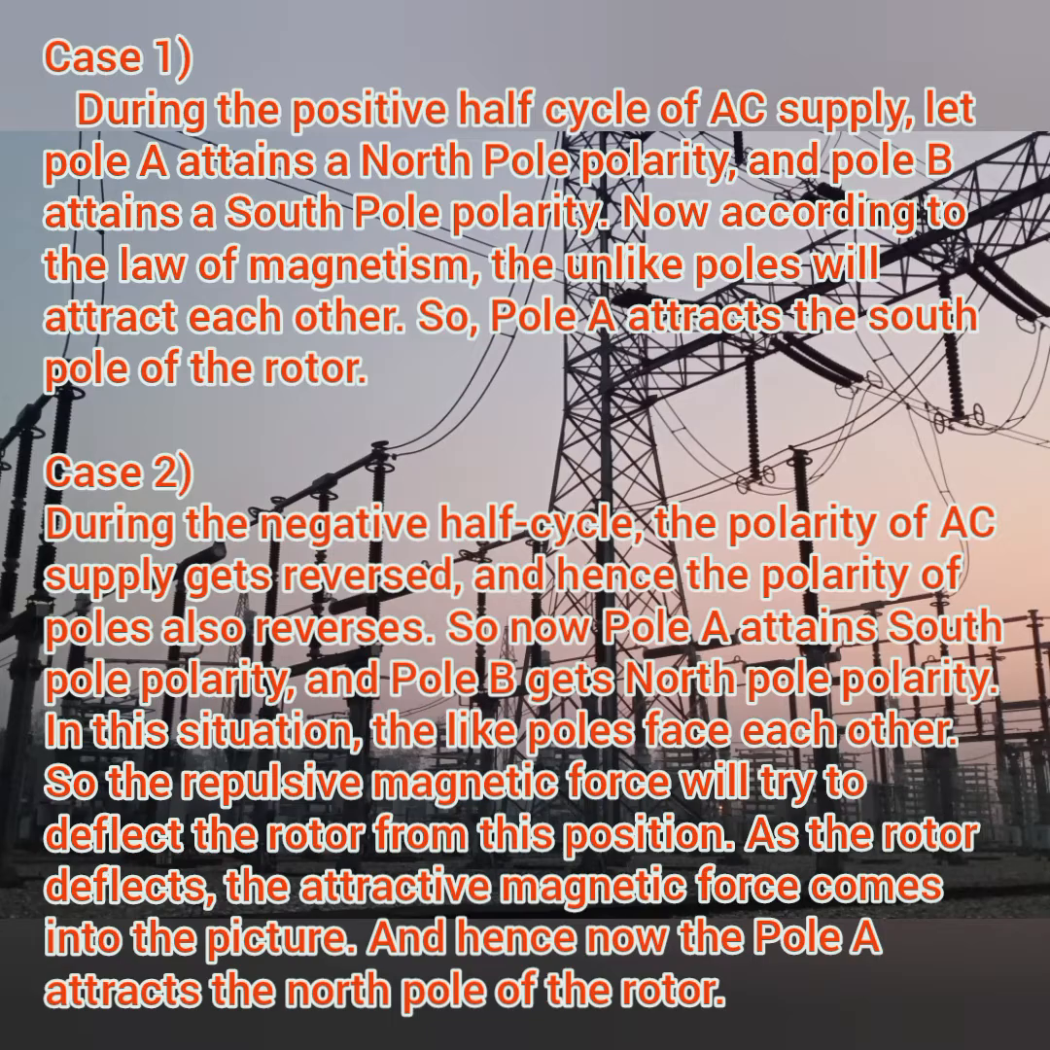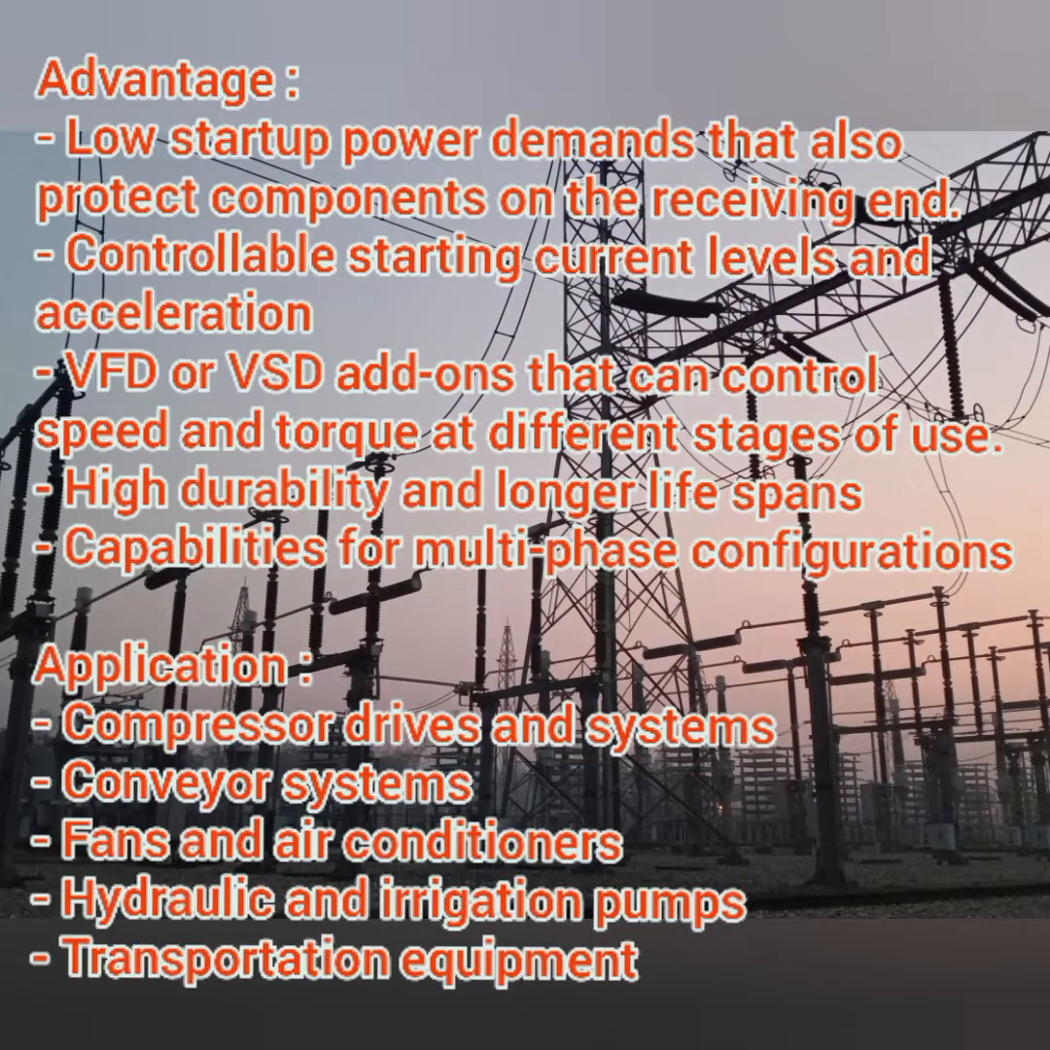In the second, negative half of the cycle, the polarity of the AC supply gets reversed, and hence the polarity of the poles also gets reversed. So now pole A attains south pole polarity and pole B attains north pole polarity. In this situation, like poles face each other, so repulsion starts, and it tries to deflect the rotor from its position. As the rotor gets deflected, it moves towards the attractive side, and pole A now attracts the north pole of the rotor, because in the second half the polarities get reversed. This is how the rotation is carried out in an AC motor.